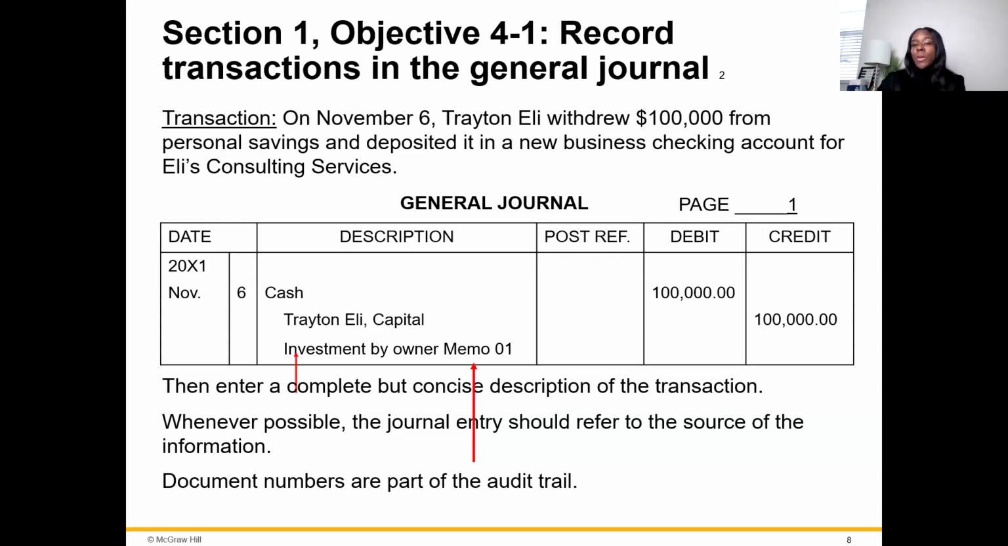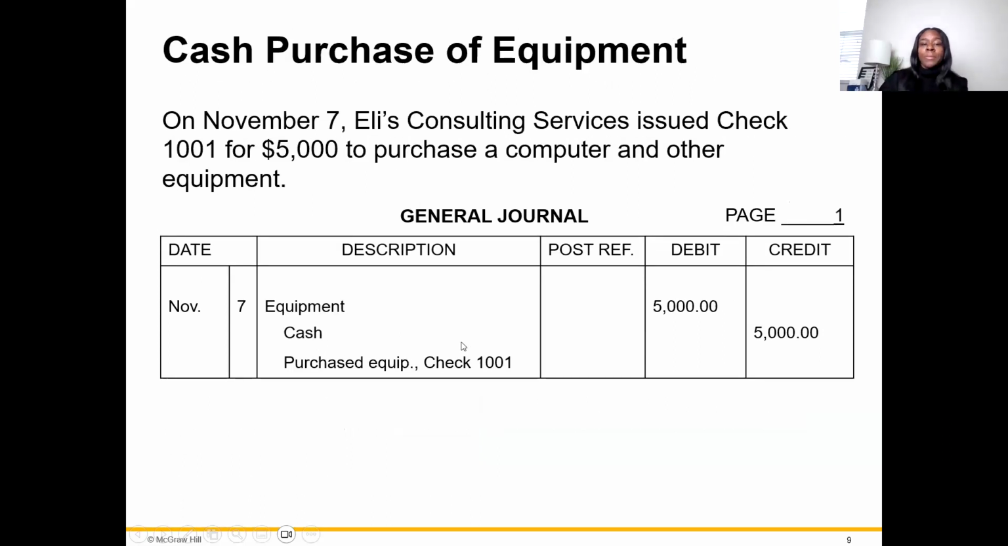Now, the description is typically different from bookkeeper to bookkeeper or accountant to accountant. It's really what you put in to identify what's occurring here. When I was in corporate, you could tell my journal entries because I always abbreviated the word received with REC apostrophe D. So document numbers are part of what we call the audit trail. We always want to document things.